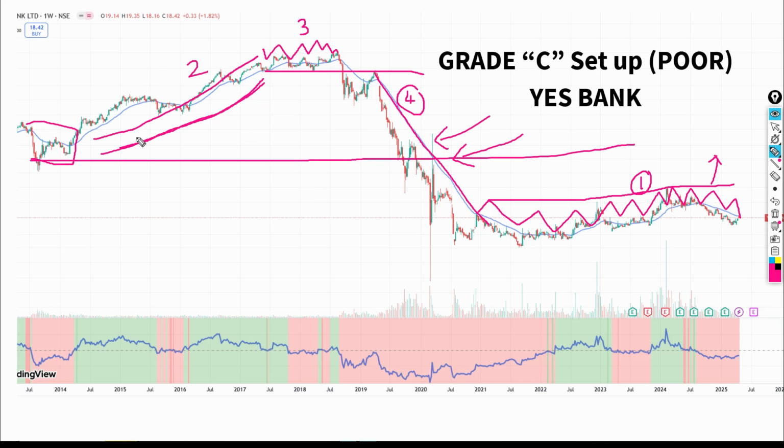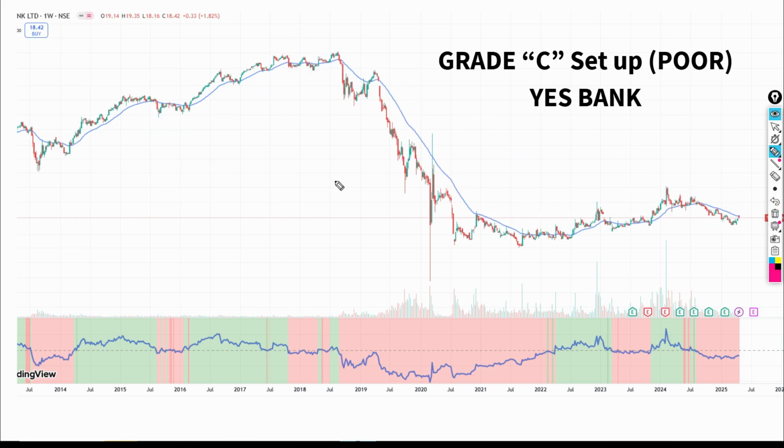I will tell you once again. See, this is stage 2, which was the initial stage 2. Then it formed stage 3, and then the stock broke and went into stage 4. And this stage 4 has broken this previous entire stage 2 structure, and it is in a complete downtrend. So this structure, I call it poor because I don't think this structure works well. Okay. I will also show some other examples of this kind of grade C setup.